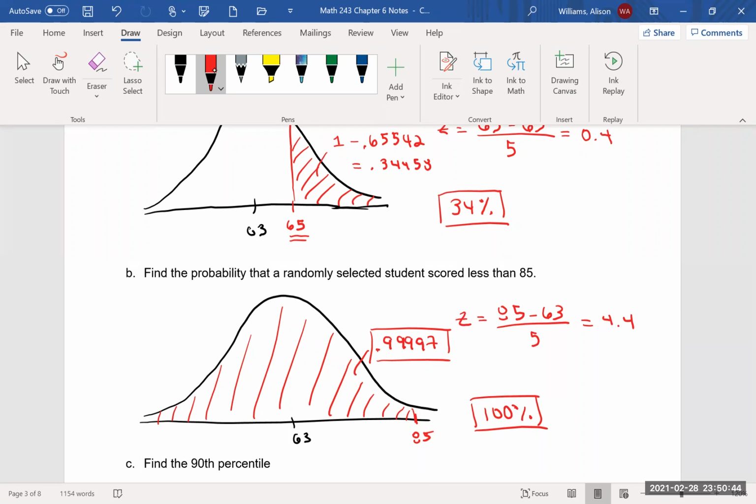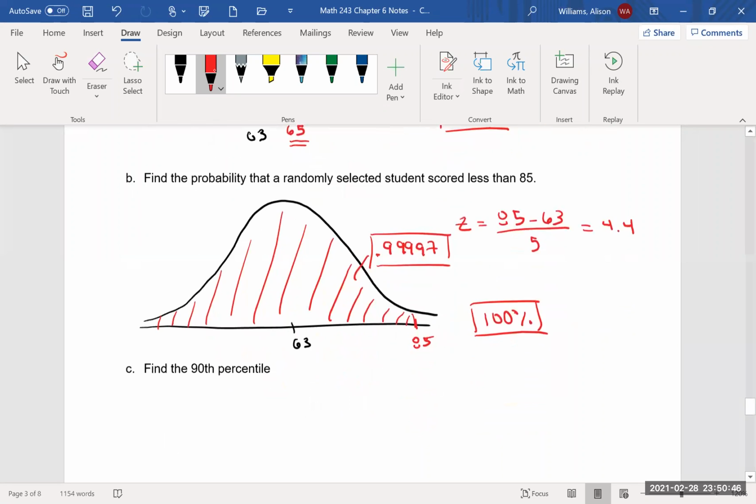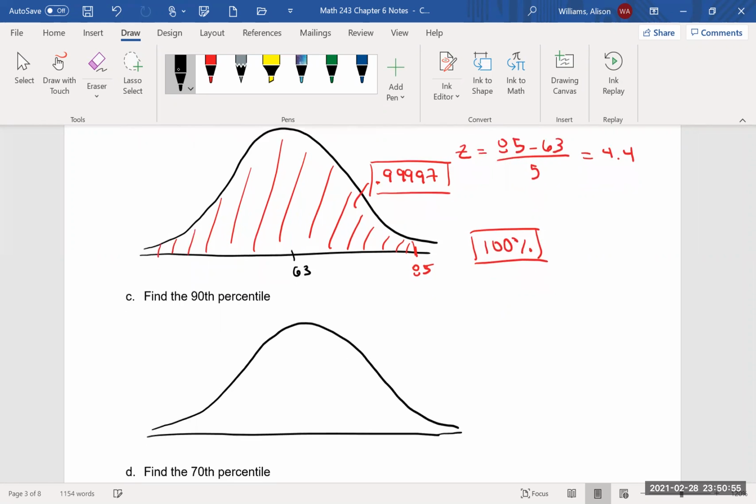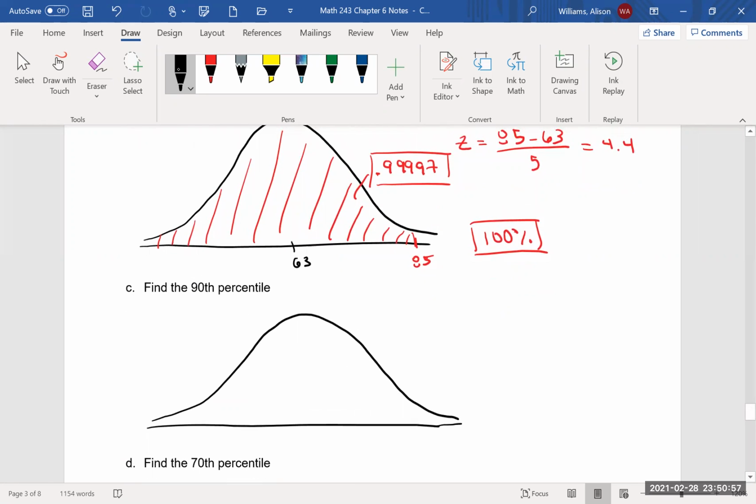Okay, so the next question wants us to find the 90th percentile. A percentile represents a number that every number is less than or equal to. So when we're saying the 90th percentile, that means we're trying to find the area under the curve where, to the left of that number, whatever it is, the area is 90%.